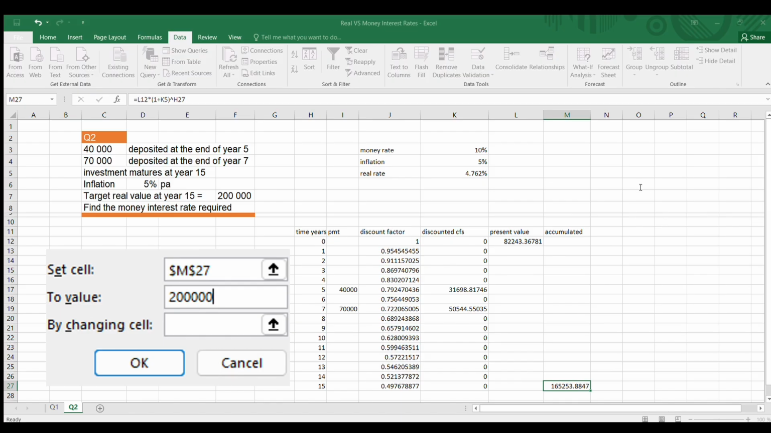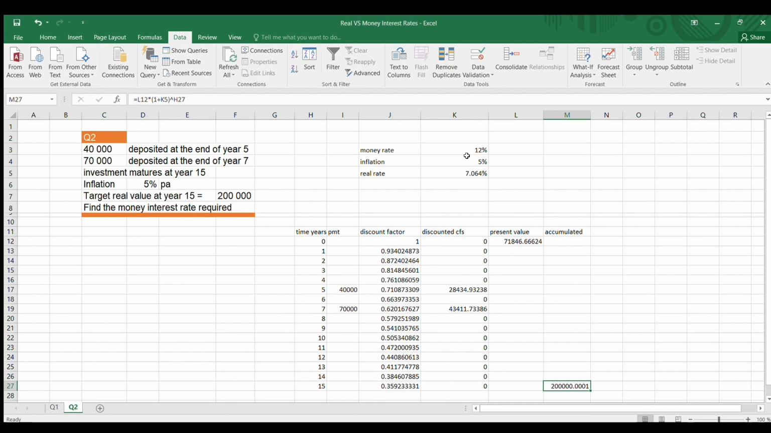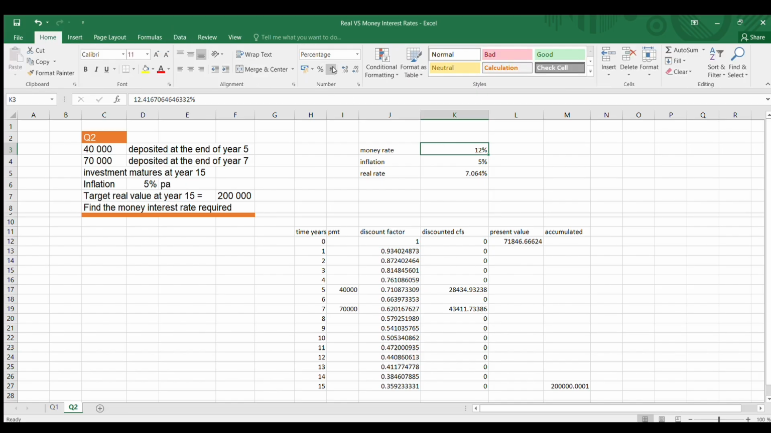We've only used this number so that we could work with Goal Seek, you see. And then of course we want to change the cell over here, because that's what we're interested in. We are interested in finding the particular money interest rate that will change the accumulated value to give the 200,000 that the question is asking for. We press OK, and then after approximation, this is the answer that we get. We get a money interest rate of approximately 12.417% per annum.